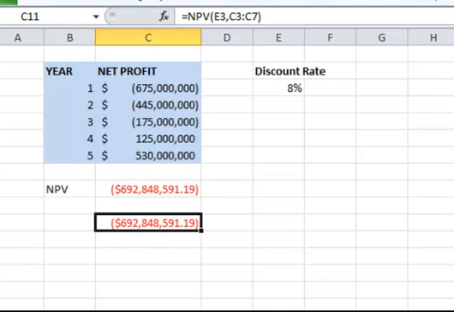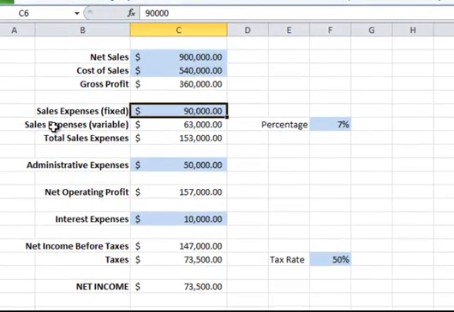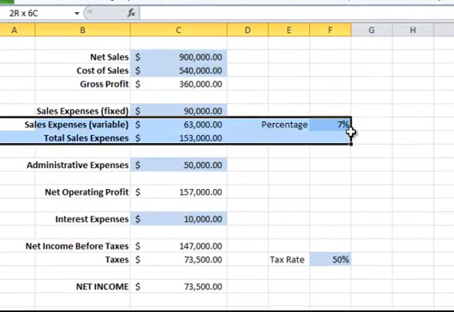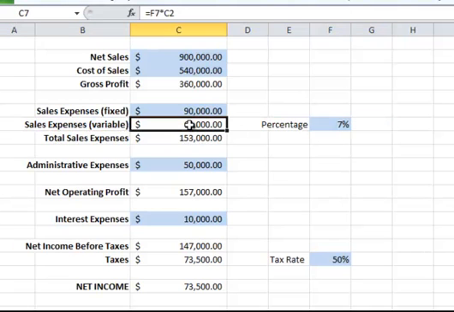Then question number 12 was a profit and loss statement. So they gave us the net sales, they gave us the cost of sales. This minus this is our gross profit. They gave us the sales expenses. Now, this is where a lot of folks forgot to add in the variable costs. Remember, they told us it's 7% of our sales is variable costs. And that gave us our total sales expenses, our fixed portion plus our variable portion.